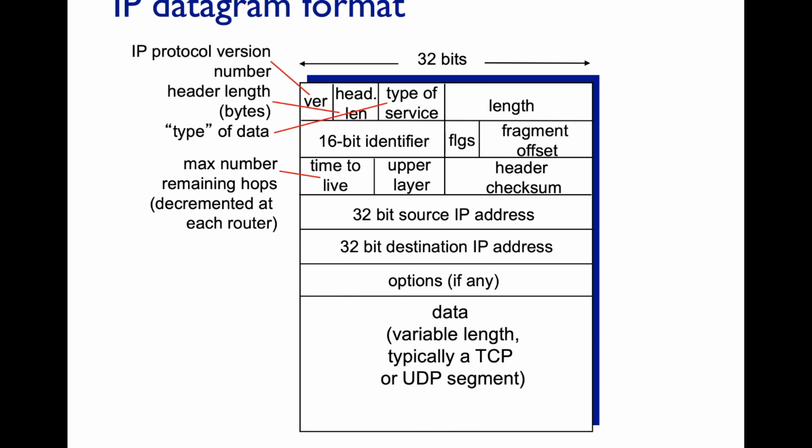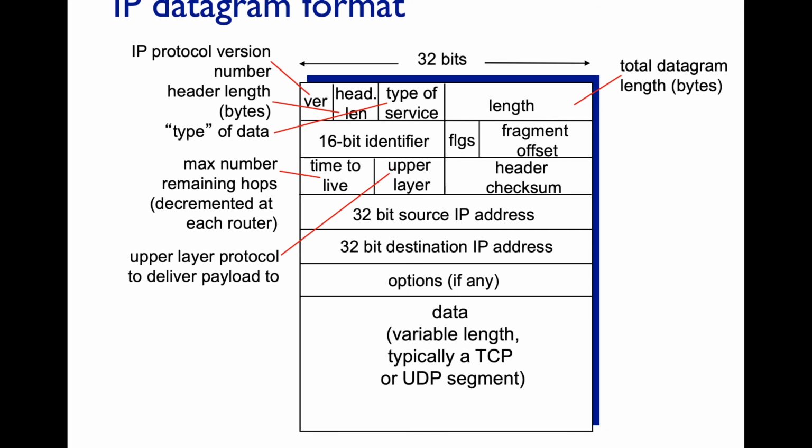And so they added this time to live field as a way of saying, okay, after visiting so many routers, if you're not at the destination, then just go ahead and get killed off. There's also an upper layer protocol field that describes to which transport layer protocol the payload is going to be delivered.